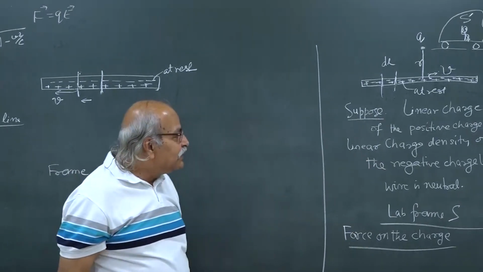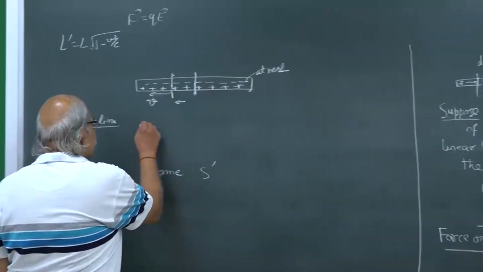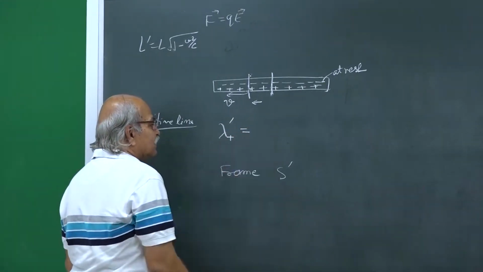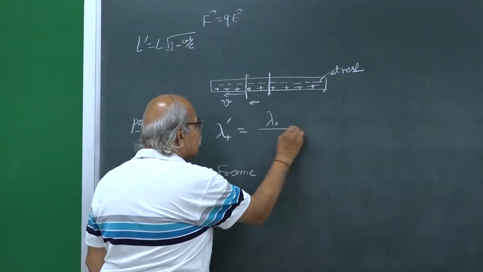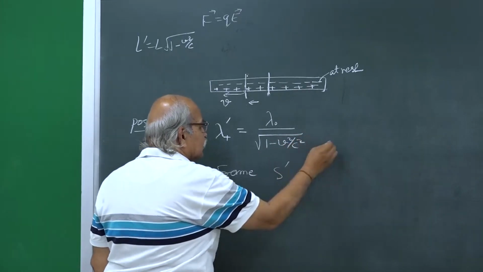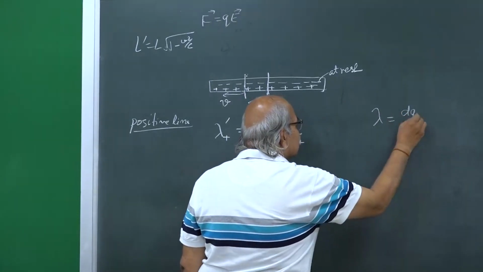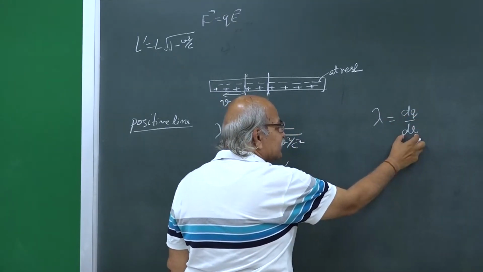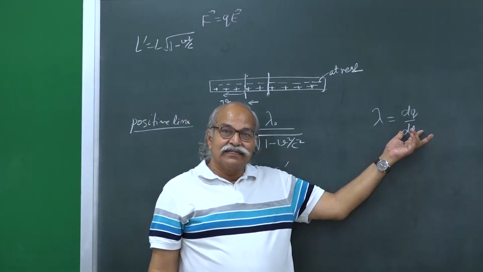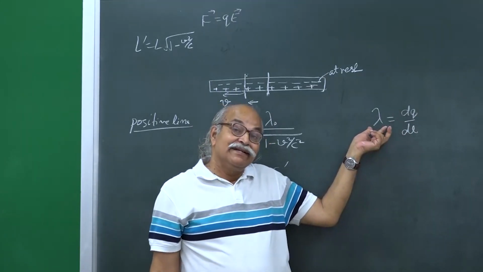So, if the charge density was lambda naught here, this lambda plus prime will be larger. So, it should be lambda naught divided by square root of 1 minus v square by c square, right. Remember, lambda is dq by dl. dq remains the same, only dl changes. So, the factor by which this dl increases or decreases, by that same factor this lambda will decrease or increase.